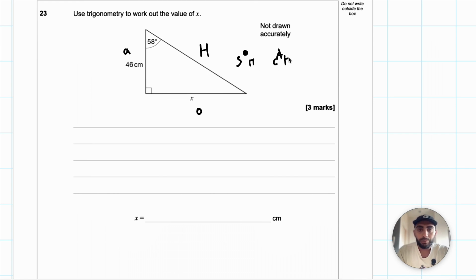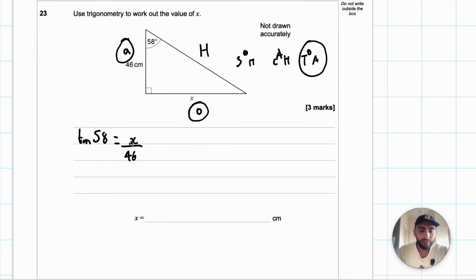Just write them out. The sides that we care about are the side that we're given, which is the adjacent, and the side that we're trying to find. So which of these have O and A in it? It's not that one, it's not that one, it's going to be this one. So it's tan of the angle, tan of theta: tan 58 is equal to opposite divided by adjacent. Opposite here is x, what we're trying to find out, divided by 46.